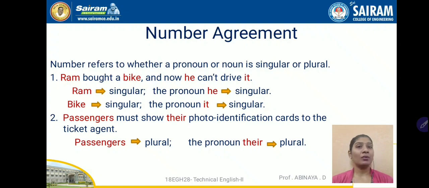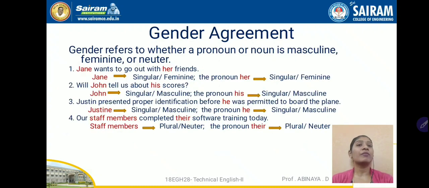Here the noun in the subject place is plural, passengers. So we are using the plural pronoun their. Their is the plural pronoun which is to be substituted for passengers. Right. Let's go for the gender agreement.